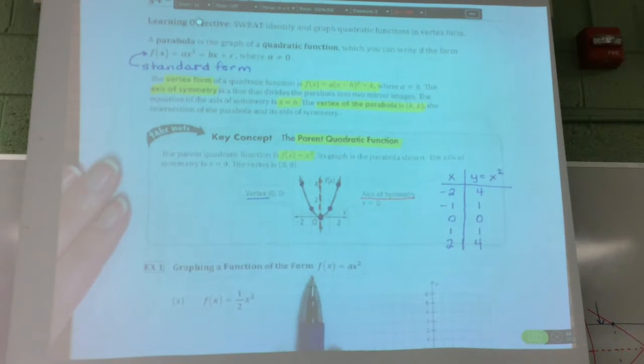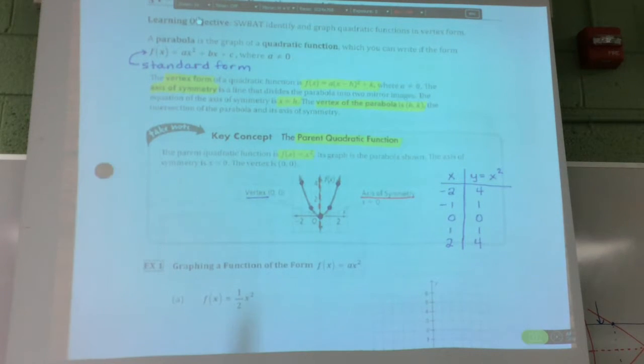the form f of x equals a x squared. So here's an example. And what do you think? Just let's think a minute. Based on what you know about a in transformations of absolute value and linear functions, what do you think a has to do with for quadratic functions?